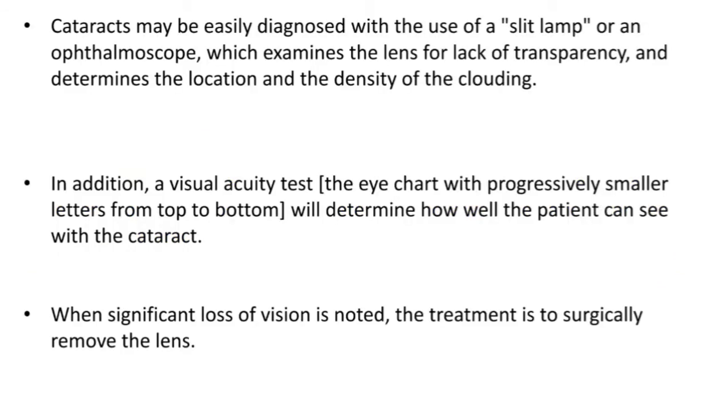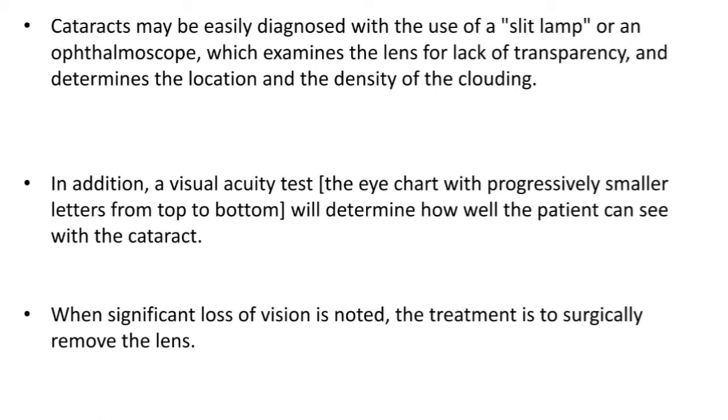Now cataract may be easily diagnosed with the use of a slit lamp. In the slit lamp, you need to make an optical section and you need to examine what is the type of cataract. So I will show you some pictures of the cataract taken by this optic section, so that you can understand properly how to see a cataract properly with the help of a slit lamp.